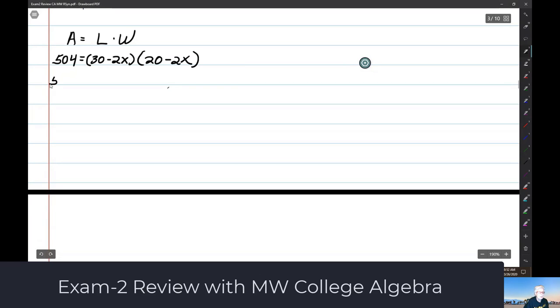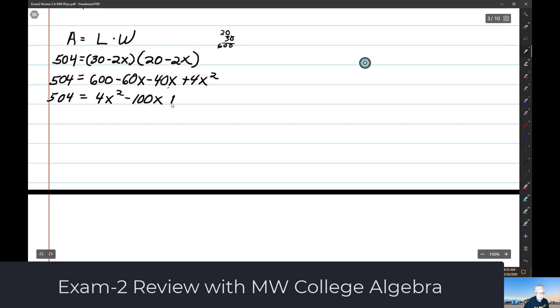And so 504 equals 30 times 20 is 600. Minus 30 times minus 2x is minus 60x. Minus 2x times 20 is minus 40x. And minus 2x times minus 2x is plus 4x squared. So 504 equals 4x squared minus 100x plus 600.